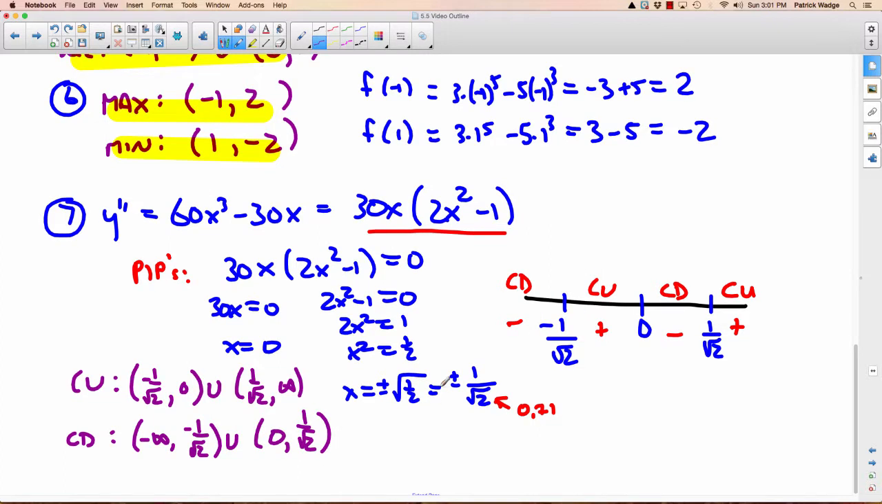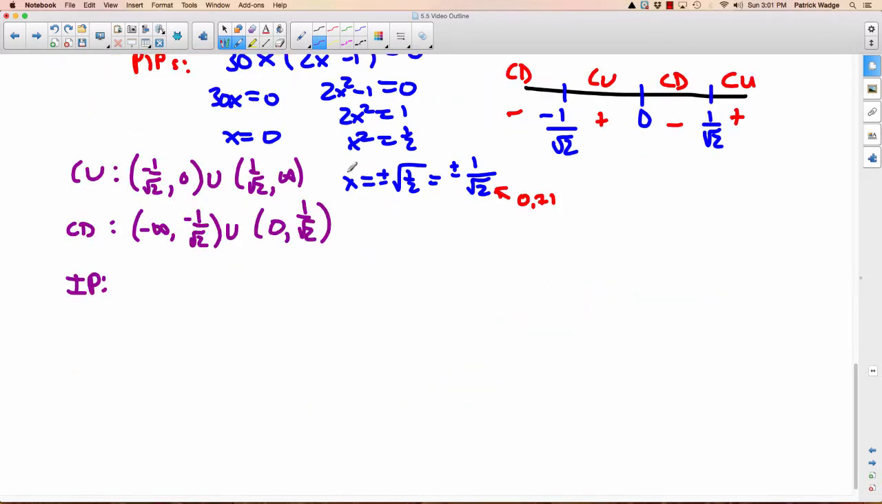And now what we can get is our inflection points. So where do you look for that? You look for where there's a change in the concavity. So concave down and then concave up. This is an inflection point. So there's one at negative 1 over root 2. Positive to negative. Yep, there's going to be an inflection point here, 0 comma something. And negative to positive. So there's going to be an inflection point here, 1 over root 2 comma something.